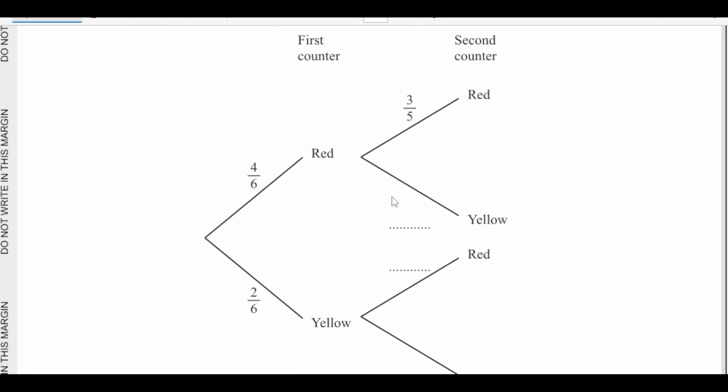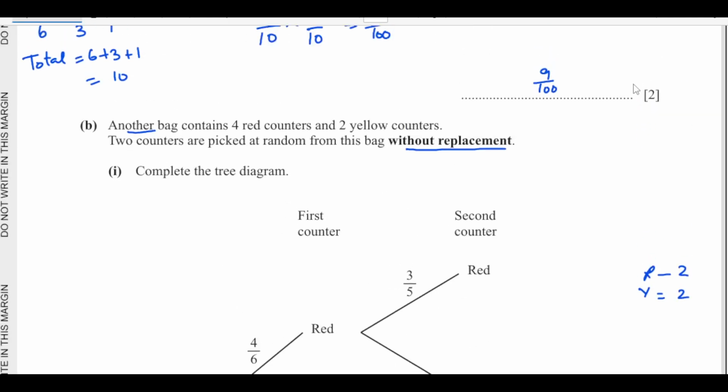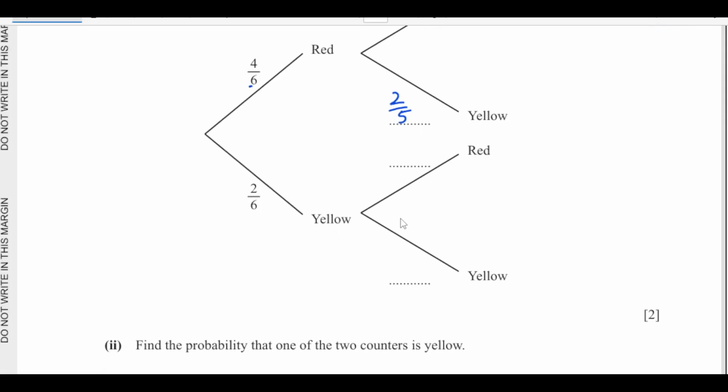So when it is red, this is 4/6, then this is going to be 3/5. So next one, see, 3/5, the other one is going to be 2/5, right? So there will be a total number of 5 counters left.